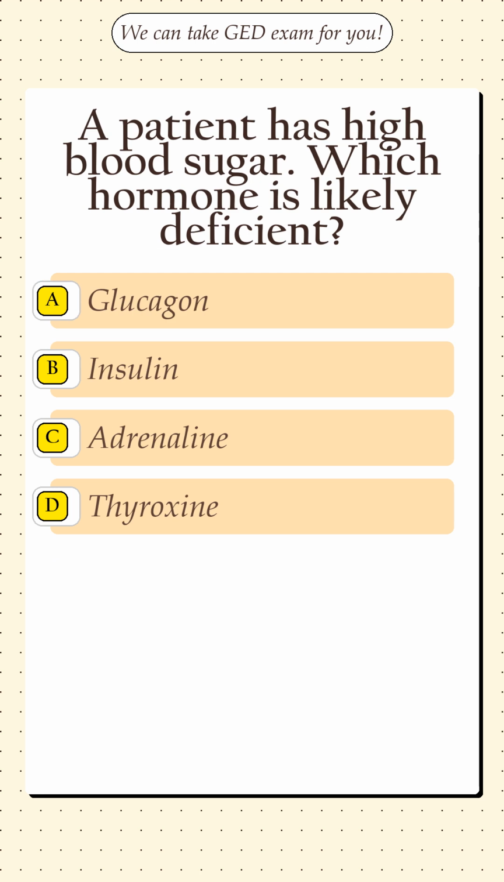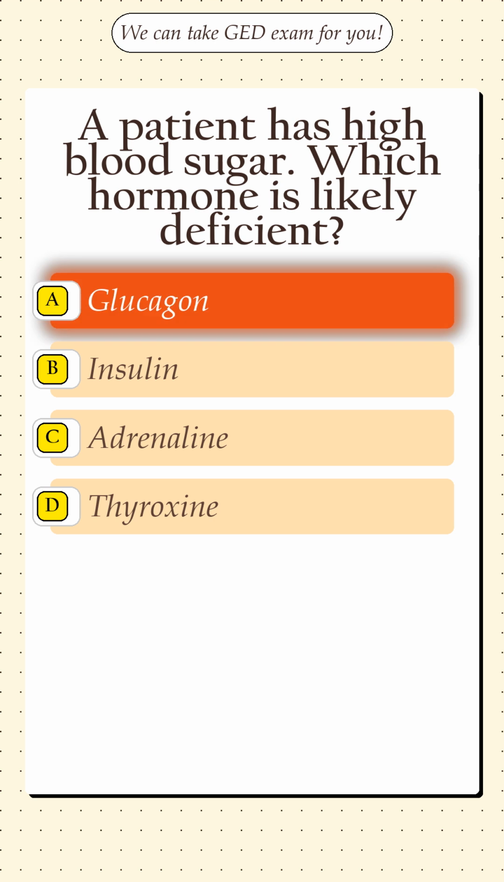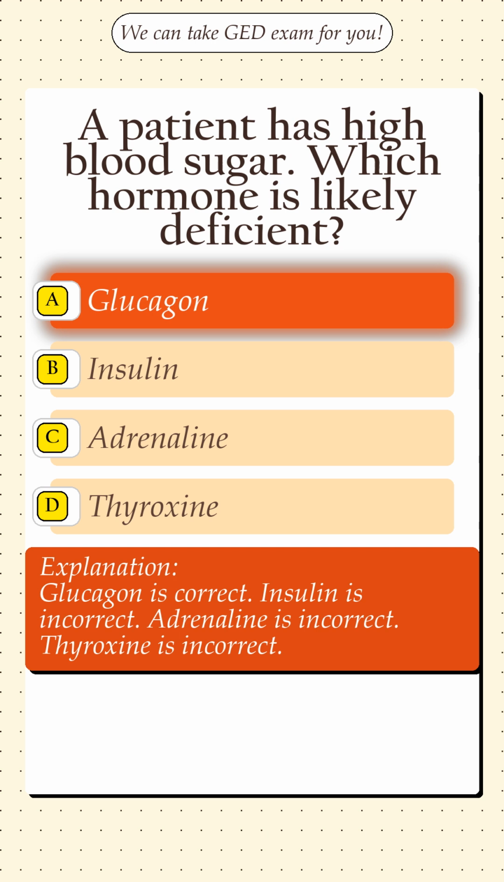Question 4. A patient has high blood sugar. Which hormone is likely deficient? Option A, glucagon. Option B, insulin. Option C, adrenaline. Option D, thyroxine. The correct answer is option A, glucagon. Glucagon is correct. Insulin is incorrect. Adrenaline is incorrect. Thyroxine is incorrect.